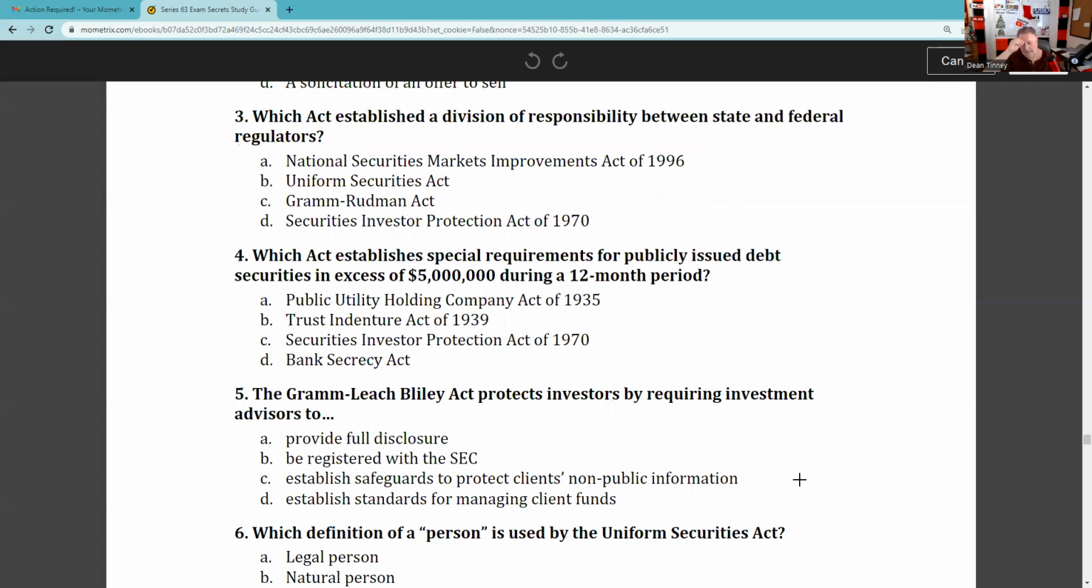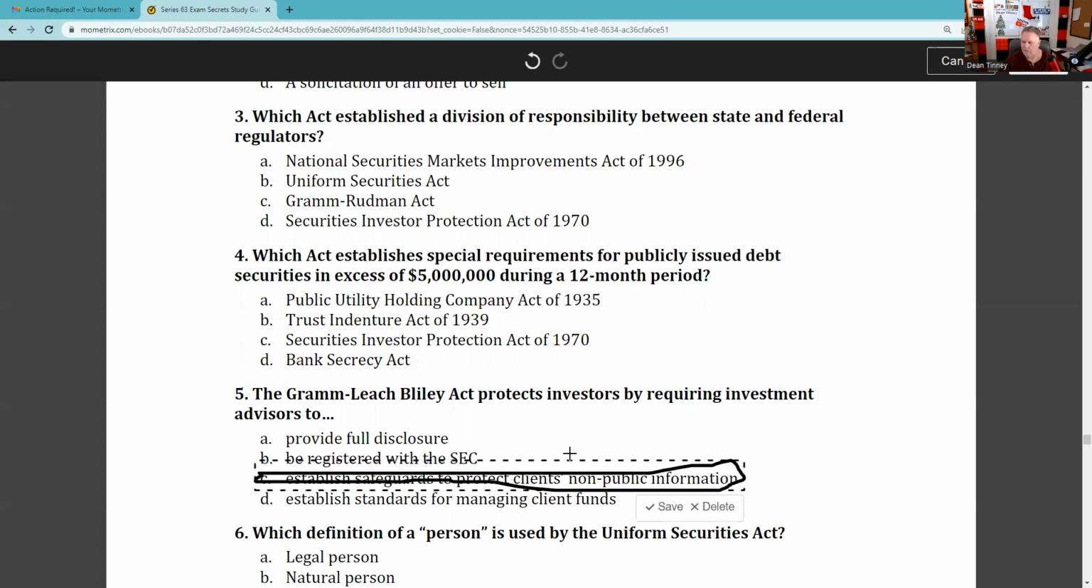5, the Gramm-Leach-Bliley Act protects investors by requiring investment advisors to provide full disclosure, be registered with the SEC, protect clients' non-public information, establish standards. Well, again, I don't think you're going to see this, but the answer is C. As I said, we're kind of doing this on the fly, and I wouldn't worry at all about that. But basically, this is Regulation S-P. And you'll see it, I think, as Regulation S-P, not as the Gramm-Leach-Bliley Act.